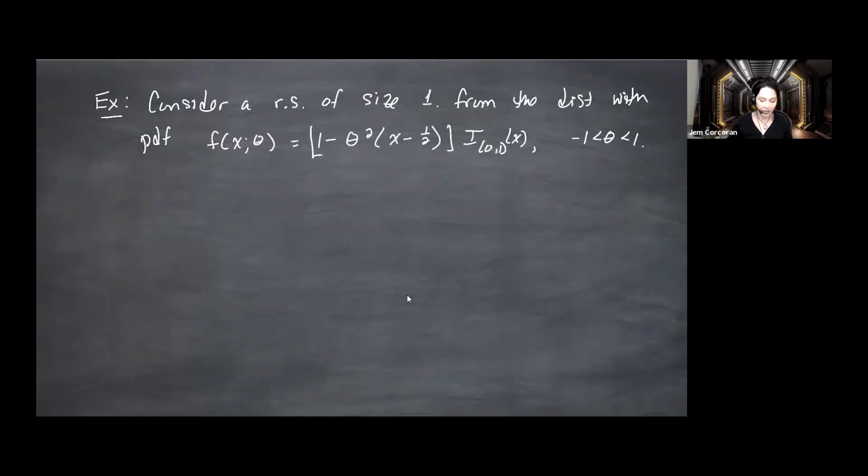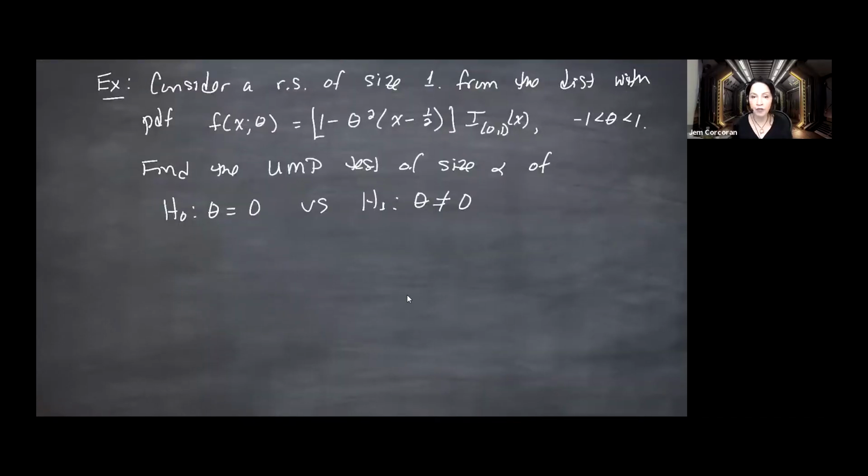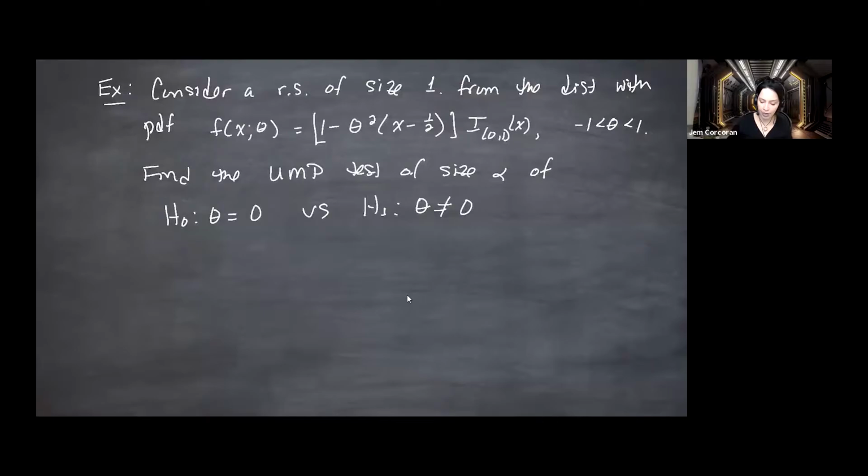And so let us try to find the uniformly most powerful test of size alpha of the null hypothesis that theta equals 0 versus the alternate hypothesis that theta is not 0. So this is mostly an example of showing you that the not equals does not mean it doesn't exist. Okay, so step 1 is to first break this down to a simple versus simple.